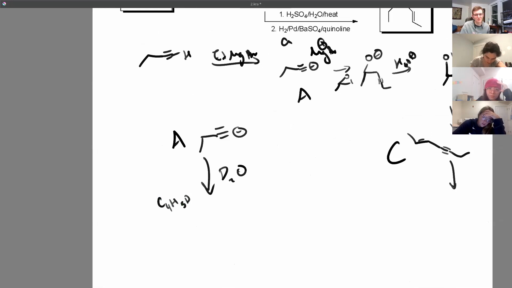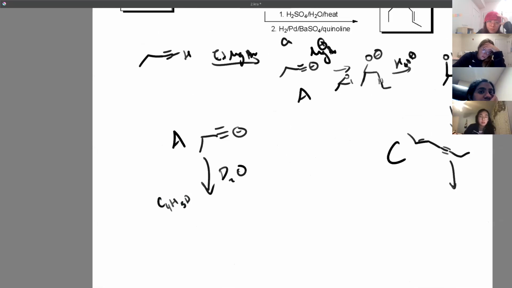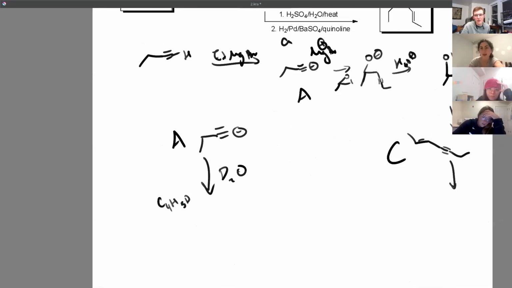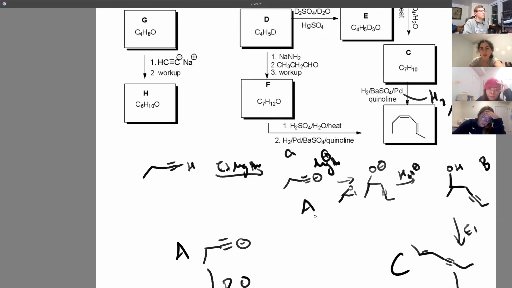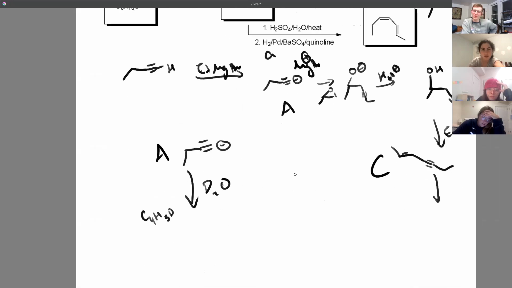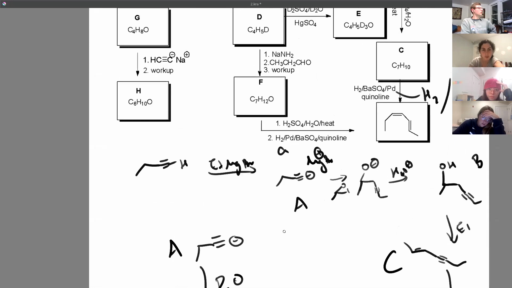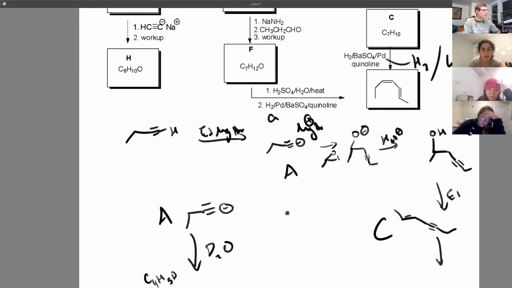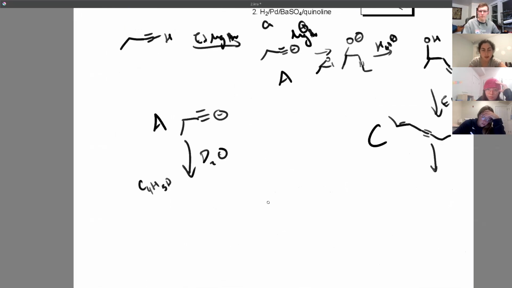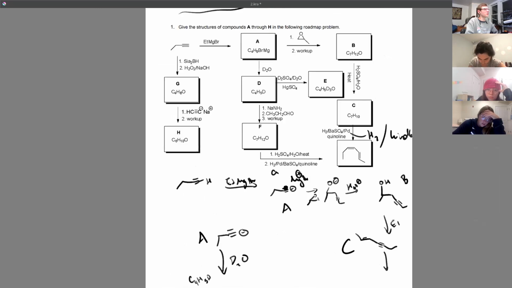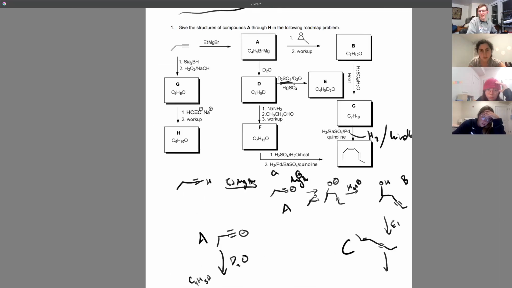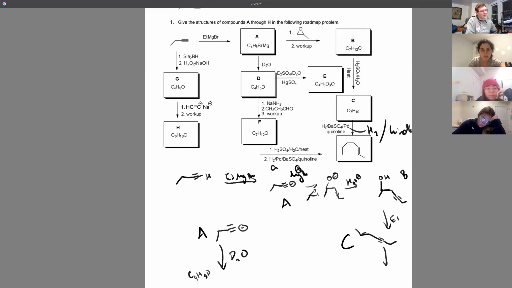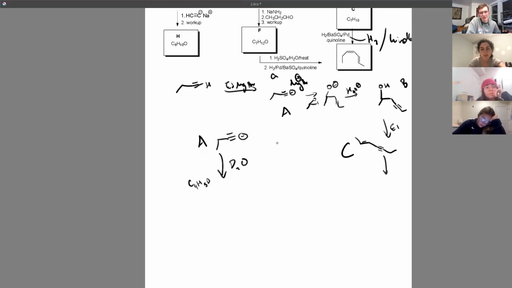This one's not really mind-blowing. Oxymercuration, demercuration, right? Because it's D2O? Hg. Wait, maybe not. I don't know. I think it's something HgSO4, but maybe not. So here in the next step, there's a D2SO4. That might be it. I haven't looked ahead. But in this case, we're just adding D2O.